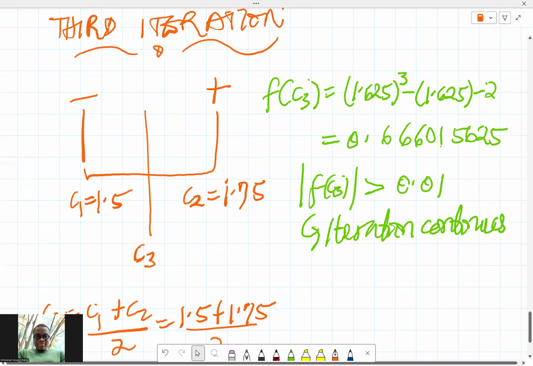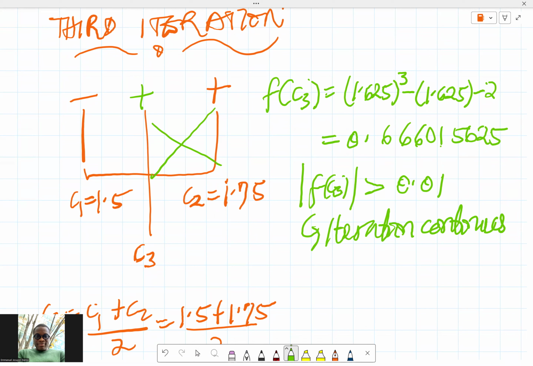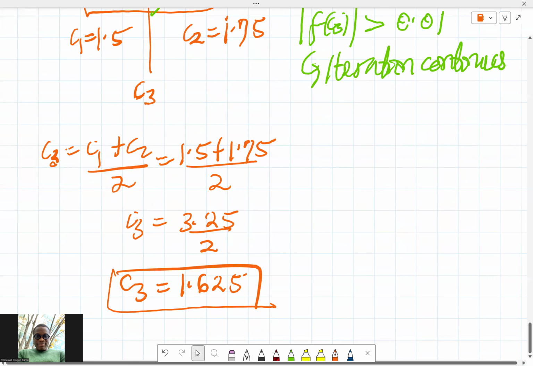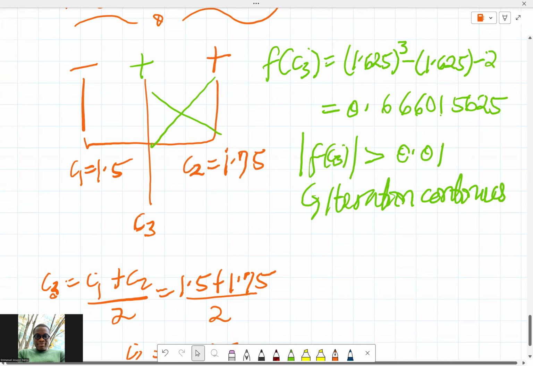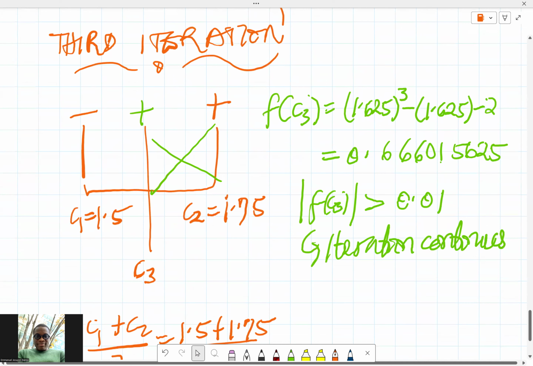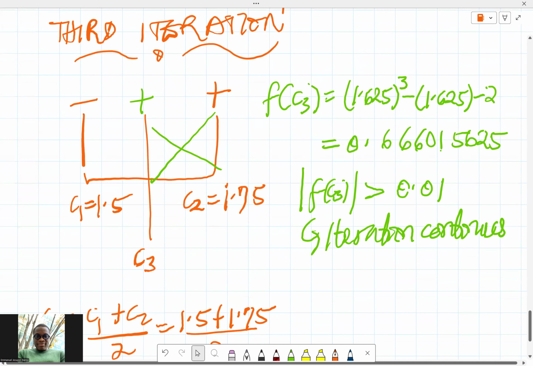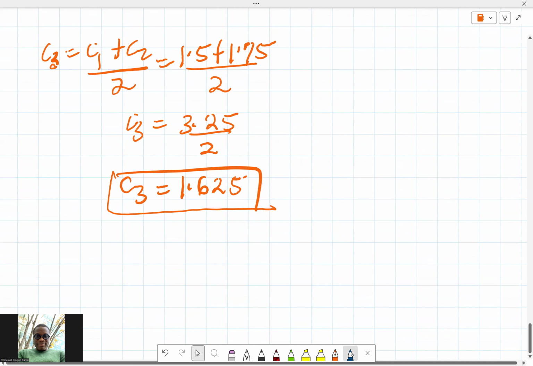Again, the value here is positive. And what that simply tells us is that the solution does not lie between C3 and C2. So the solution now lies between C1 and C3. So that's the third iteration. Let me do one more iteration. Even if it doesn't meet it, we can complete the rest with Python code, which I'm going to show you after now. So let's go for the next iteration.